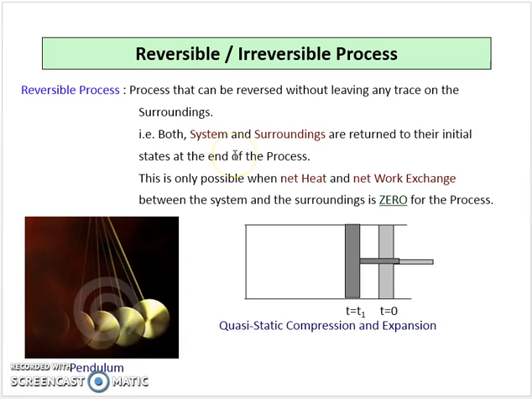A reversible process is a process that can be reversed without leaving any trace on the surroundings. That is, both the system and surroundings are returned to their initial states at the end of the process. This is only possible when the net heat and net work exchange between the system and the surroundings is zero for the process.